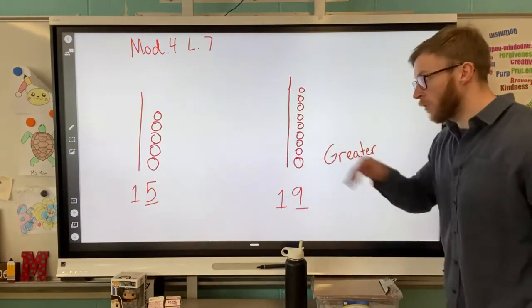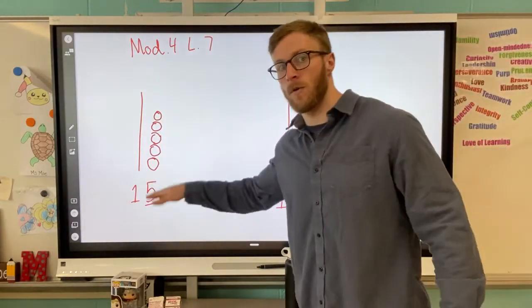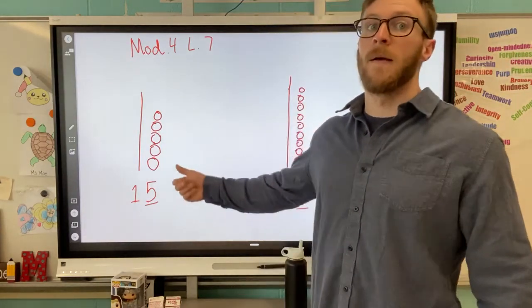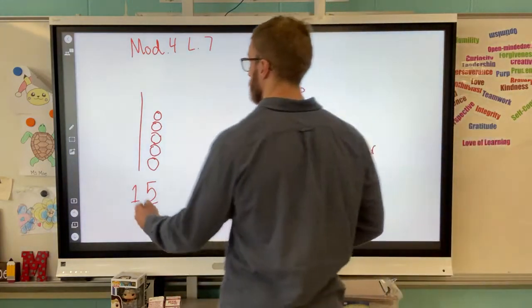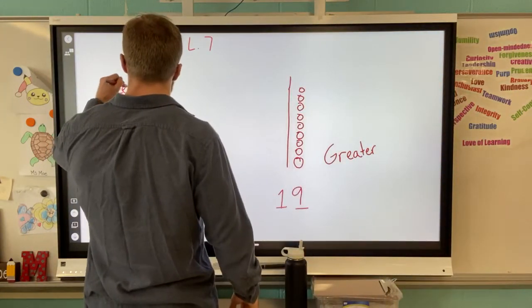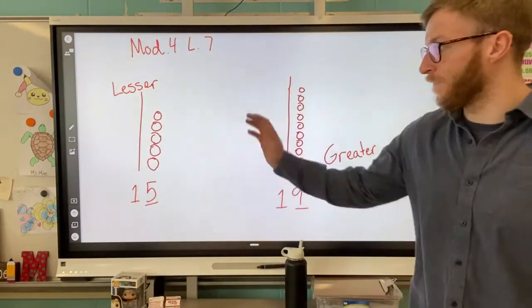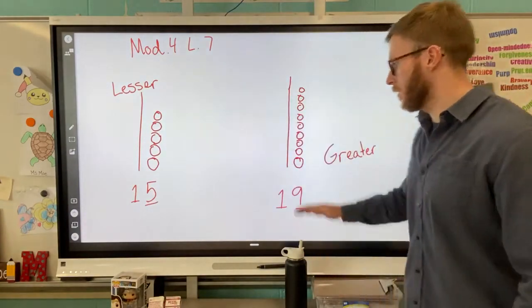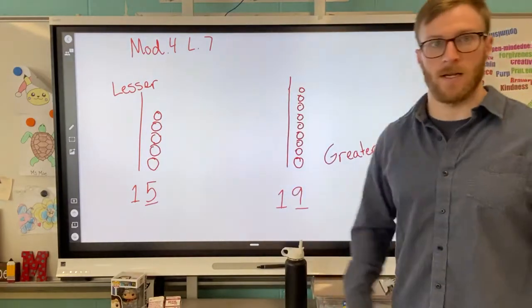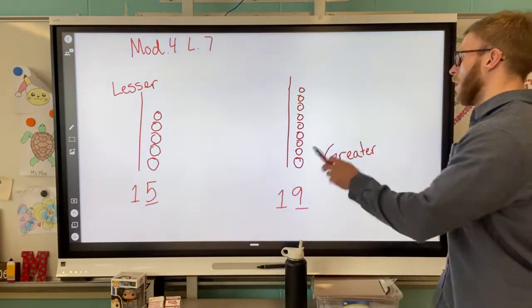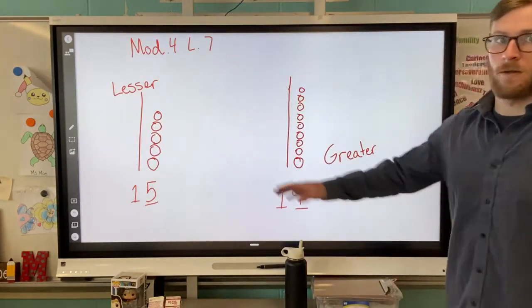So if 19 is the greater value, is 15 the greater value or the lesser value? Must mean 15 is the lesser value. And if we were to say this as a statement, we would say 15 is lesser than 19, or less than 19. And then we would say 19 is greater than 15.